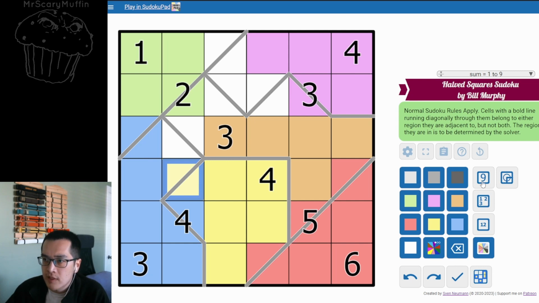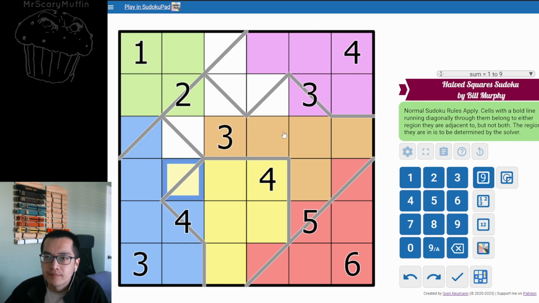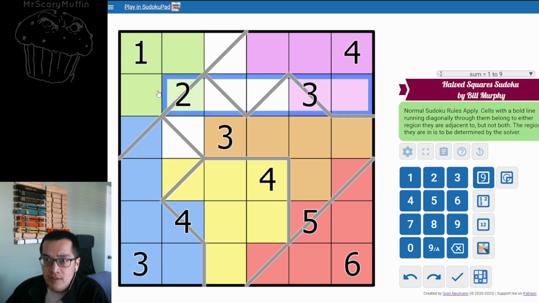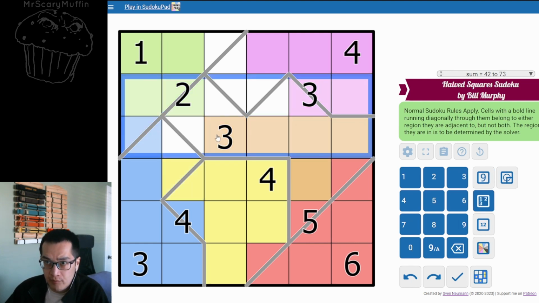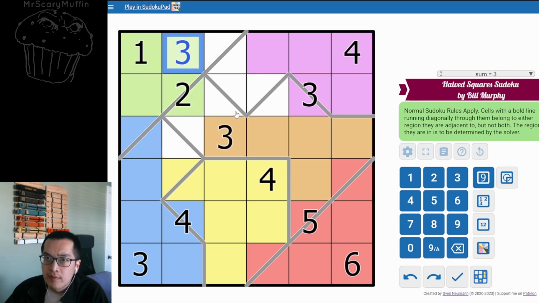So let's take a look at the Sudoku now at this point. And we'll see the green 3. The green 3 will have to be here, because I don't think there's anywhere else for 3s to go. And then we have lots of 3s. The yellow 3 will have to go here, and the red 3 will have to go here. And that's all the 3s. 1, 2, 3, 4, 5, 6.